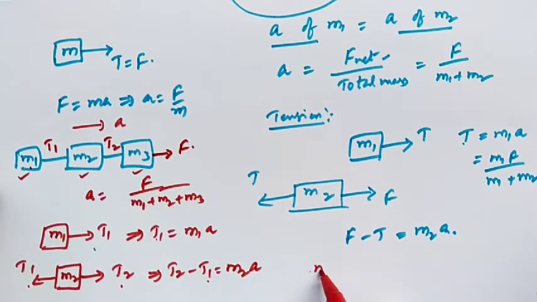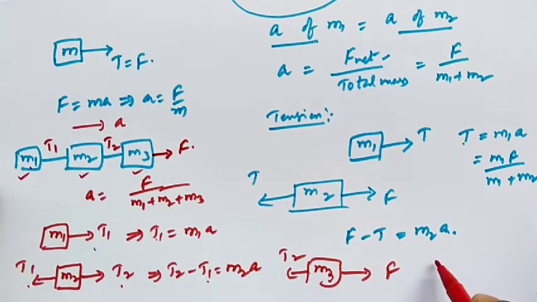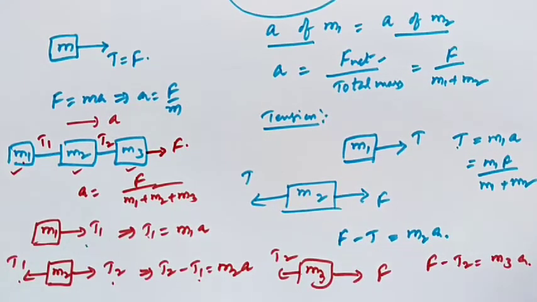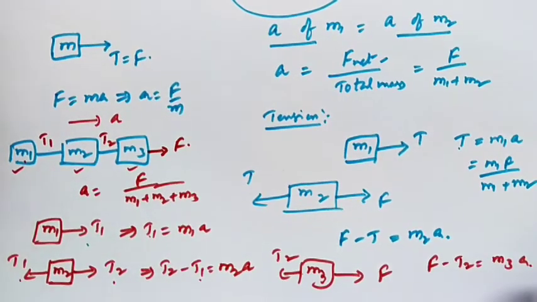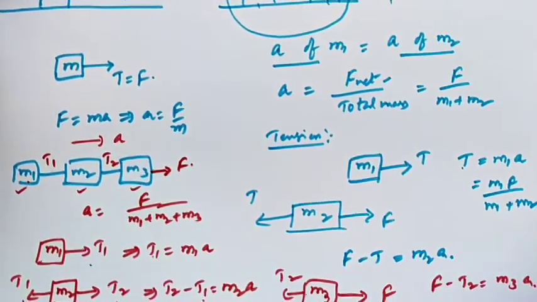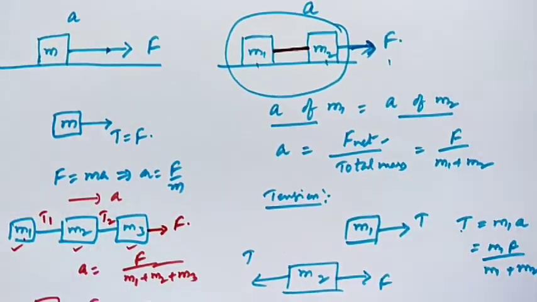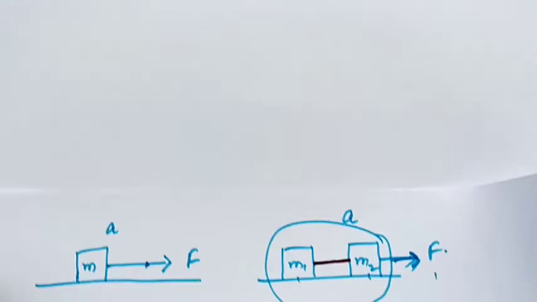Now what is the free body diagram of m3? Very simple. F and T2. Two forces horizontally. Then F minus T2 is equal to m3a. How simple is the physics? Application of physics. So in this way, whatever the problem may be, you can solve it very easily at your fingertips. Now let us see pulley problems.